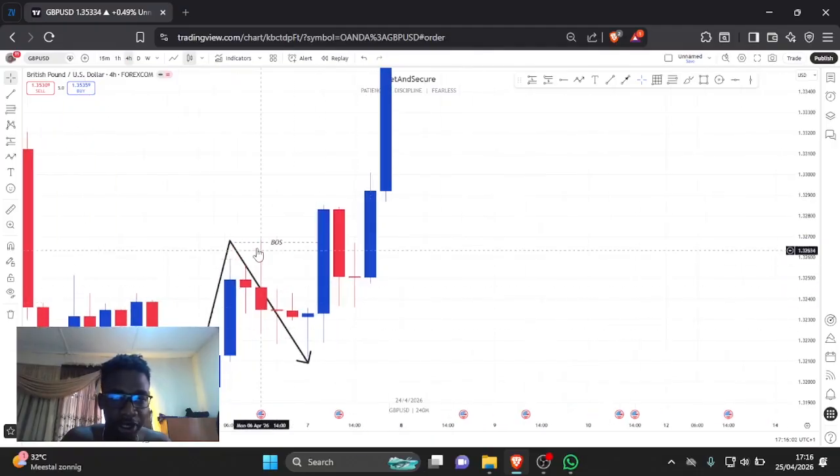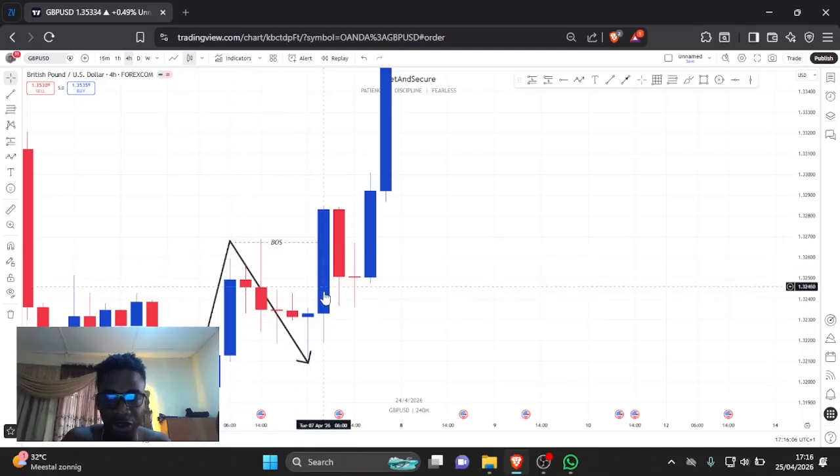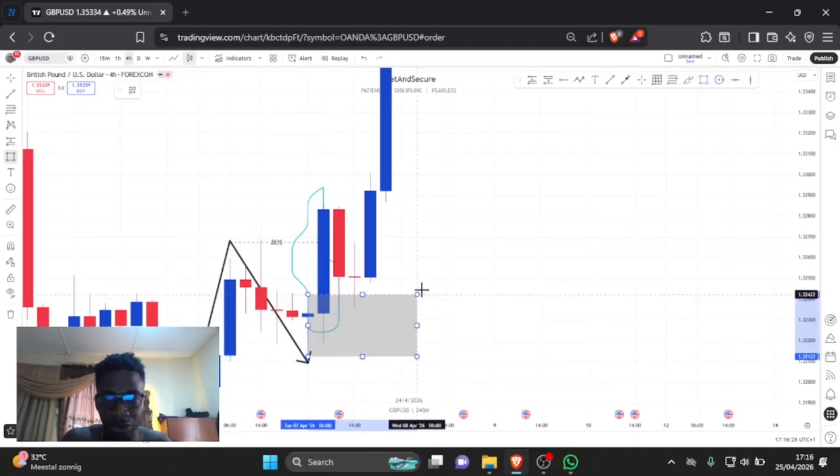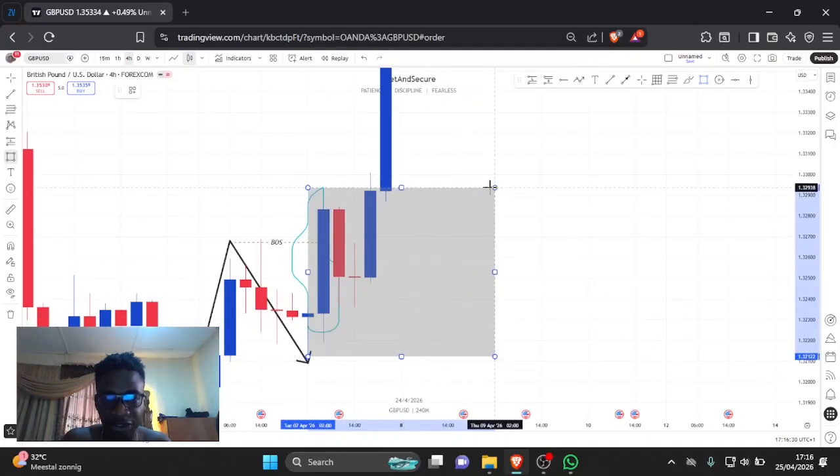Unlike other pairs where the market moves gradually to create a break of structure, you see here we have this massive movement to the upside that breaks above the previous high. This is what I call a displacement. So now your work as a trader is to start looking for an entry from the higher low to the previous high. You see this box, this is where you want to start looking for your entry.